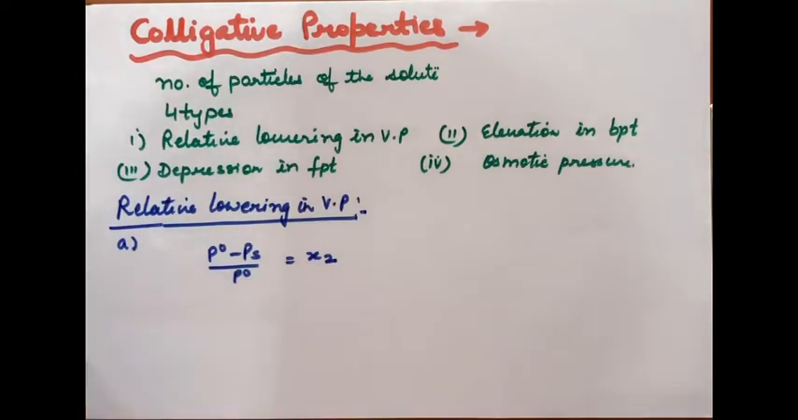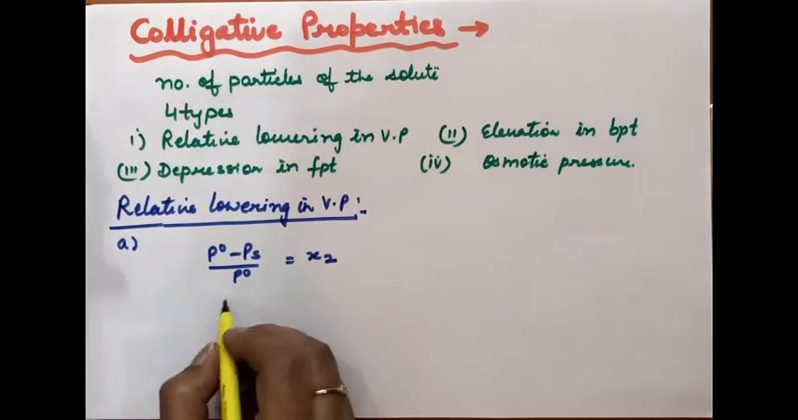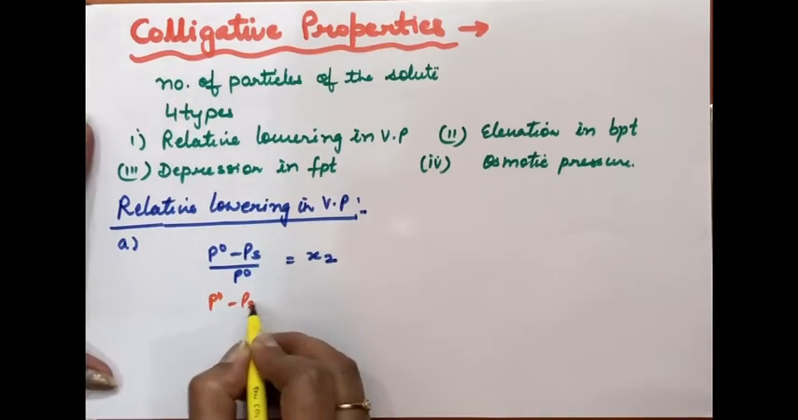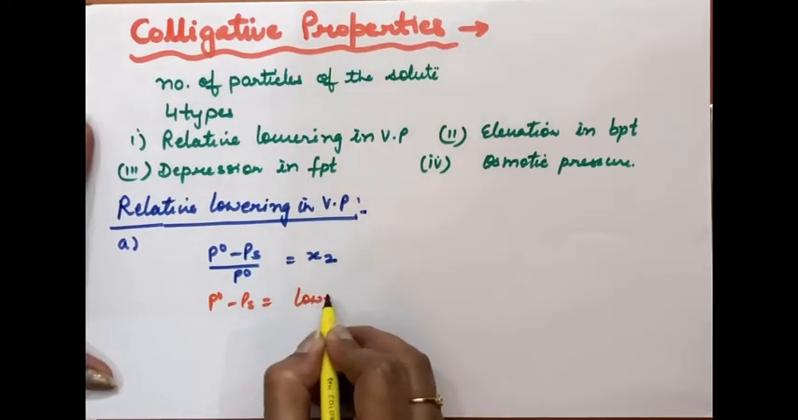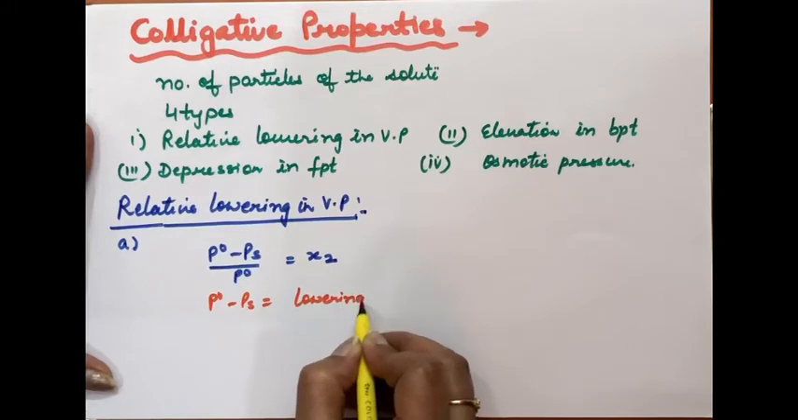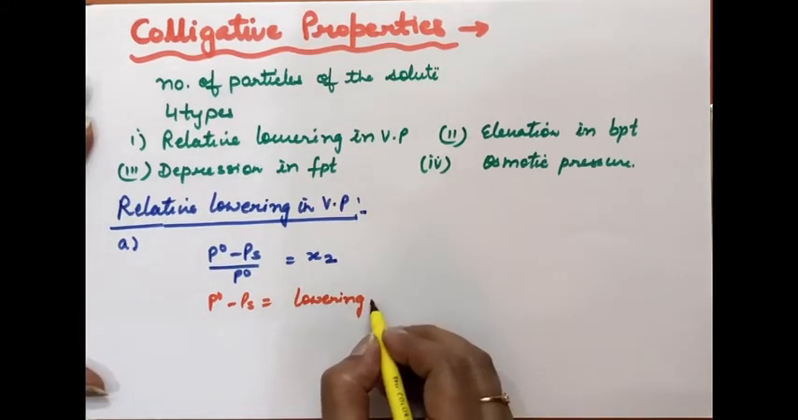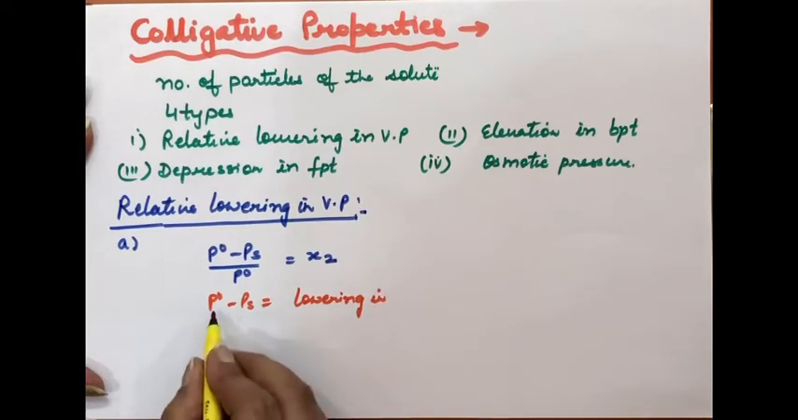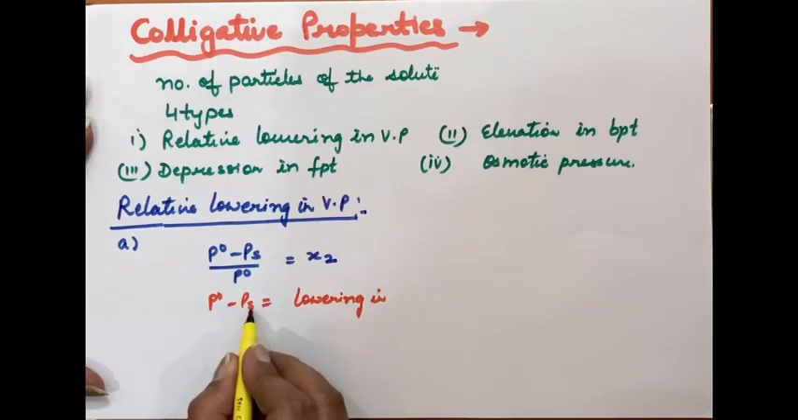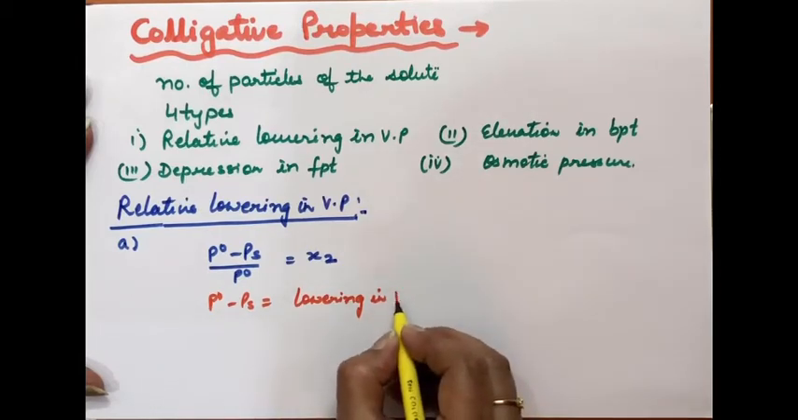So what is P0 minus Ps? P0 minus Ps we have done is the lowering in vapor pressure. So in the solvent, when non-volatile solute is added, then there is lowering in vapor pressure. And how much lowering is there? P0 minus Ps. The pressure of the pure component minus that of the solution. So lowering in vapor pressure.